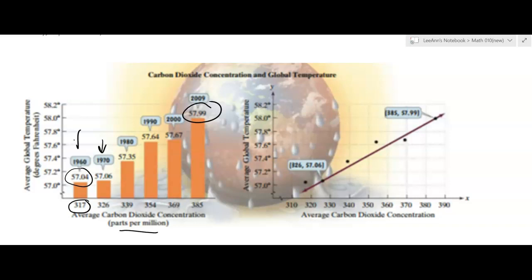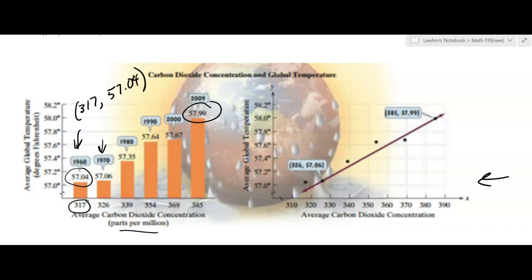So like this point right here would be 317, comma, 57.04. And then they plotted those points over here on this graph. So there were, I think, 6 data points. And then they drew this kind of purplish line there that kind of estimates what that model would look like.